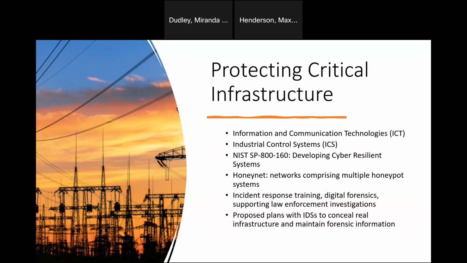Although honeypots cannot serve as a direct defense against attacks on critical infrastructure, they play a pivotal role in detecting intrusions, security events, and malware. The NIST special publication on developing cyber-resilient systems recommends deploying honeypots and honeynets to create a comprehensive deception environment. By deploying honeynets, operators gain the ability to closely monitor attackers, gather valuable intelligence, and enhance system protection. The data collected from honeynets assists with incident response training, digital forensics, and supporting law enforcement investigations.